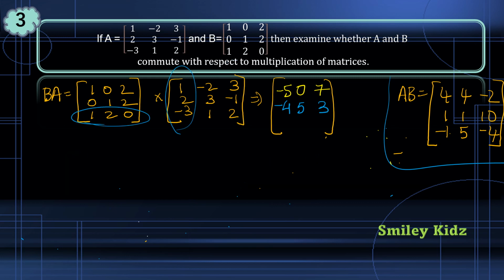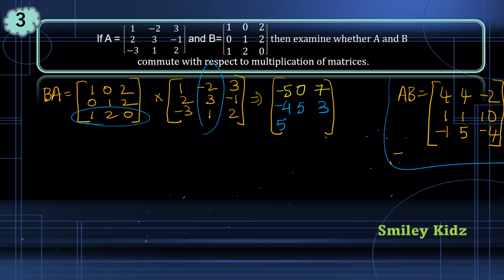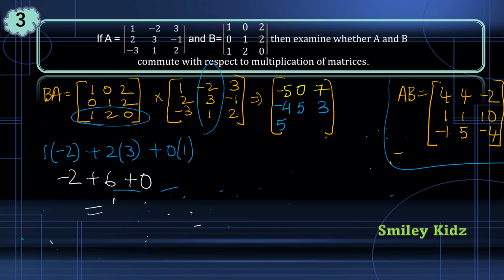Third row with first column now. 1 into 1 plus 2 into 2 plus 0 into minus 3. This is 1 plus 4 plus 0, that is 5. Here we're going to have 5. Then we have the third row with the second column, that is 1 into minus 2 plus 2 into 3 plus 0 into 1. What is this equal to? Minus 2 plus 6 plus 0. This is 4. So here we're going to have 4.